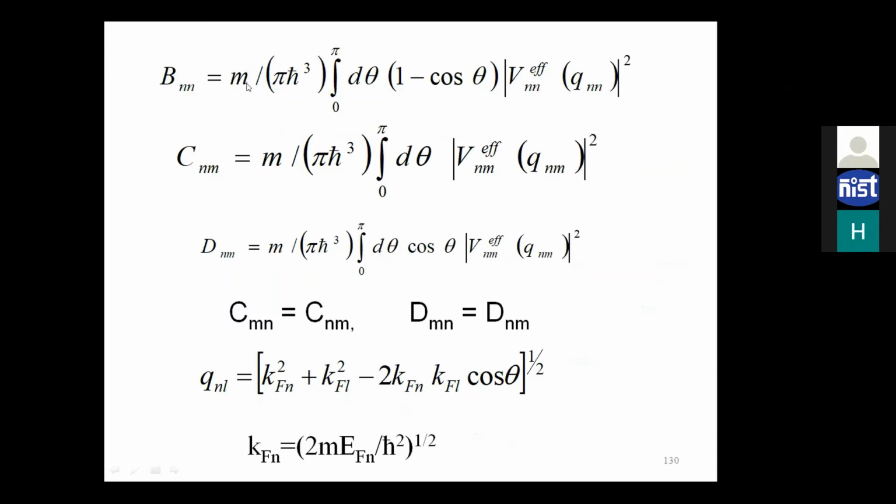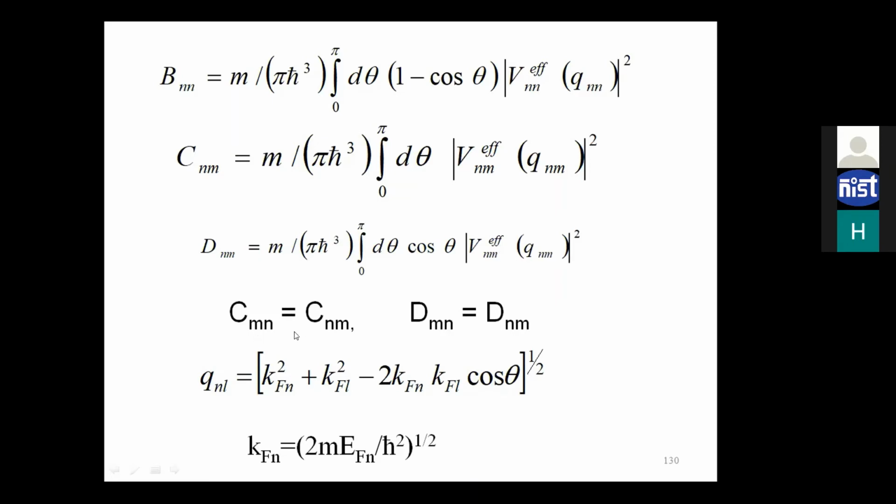Here, BMN depends upon the integration from 0 to pi of d theta times 1 minus cos theta. That means it is a function of 1 minus cos theta. However, C is a function of only d theta, that means it is integrated over theta from 0 to pi. However, D is a function of cos theta. That difference in the expression, the cosine function, leads to different scattering matrix element values.